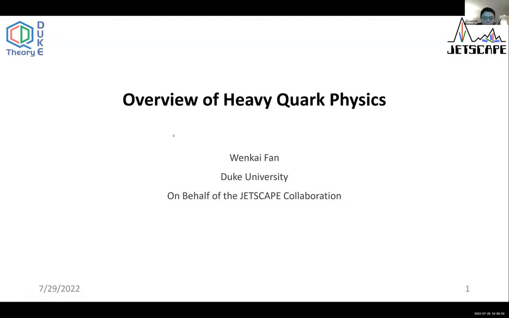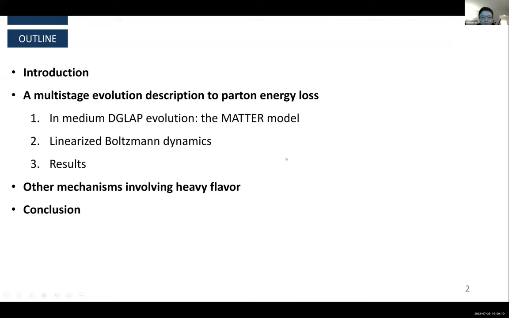Today I'm going to give an overview of heavy quark energy loss in heavy-ion collisions. So the talk will be organized as follows. First, I will introduce some observations of heavy quark energy loss, and also how we treat the evolution of the bulk medium in heavy-ion collisions. Then I will introduce the multi-stage evolution description of partonic energy loss currently being employed inside the JETSCAPE framework, which contains both the in-medium DGLAP evolution, which is described by the MATTER model, and also the linear Boltzmann transport, or LBT. And then I will talk about other energy loss mechanisms involving heavy flavor, and finally I will give my conclusion.